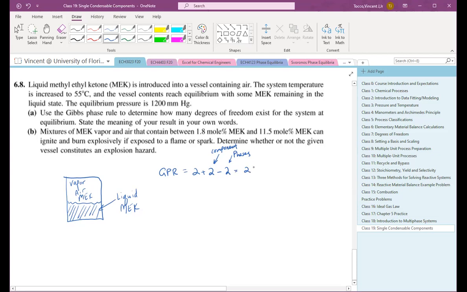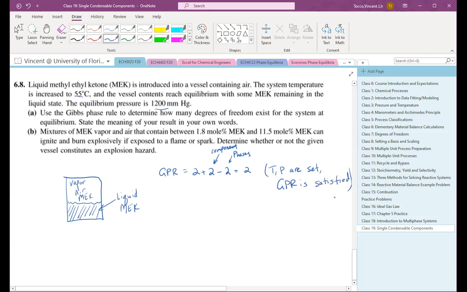Equals 2. So that means I need 2 variables out of temperature, pressure, and the vapor phase mole fraction. I have temperature and I have pressure. So since I have 2 variables that I need to specify, but T and P are set or specified, the Gibbs phase rule is satisfied.